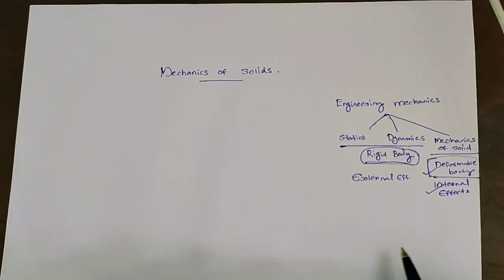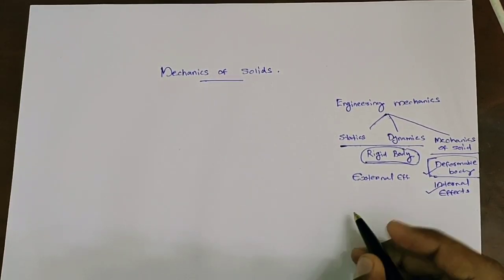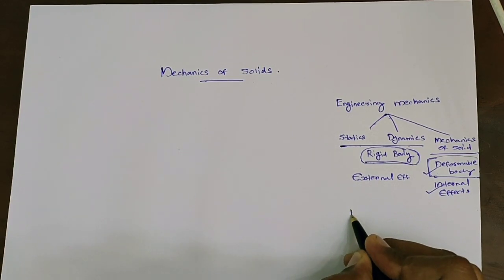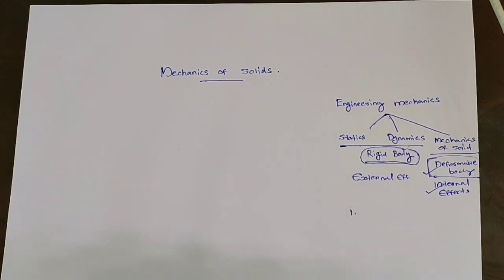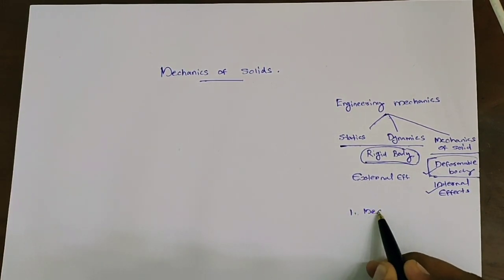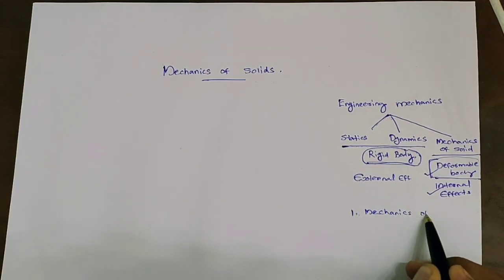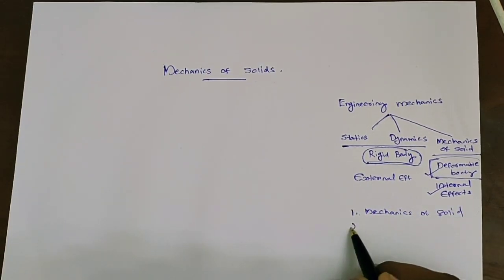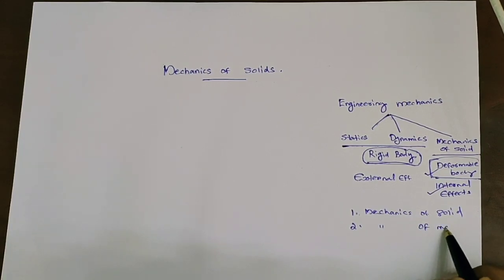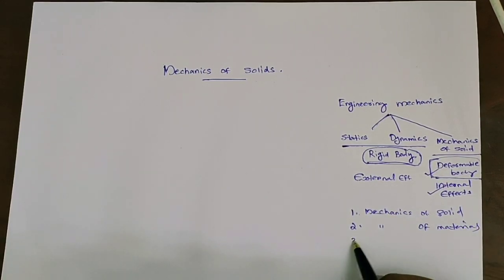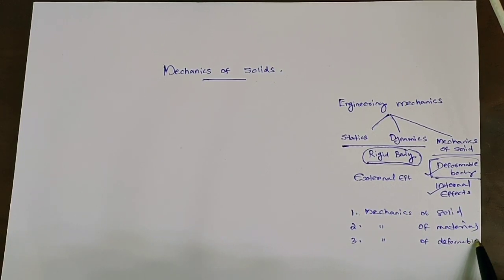When you look into this subject, mechanics of solids, you can see different names for the subject. You can see different names for the books, as well as different universities using different names for the subject. The first name is mechanics of solids. The second one is mechanics of materials. The third one is mechanics of deformable body. And the fourth one is strength of materials.